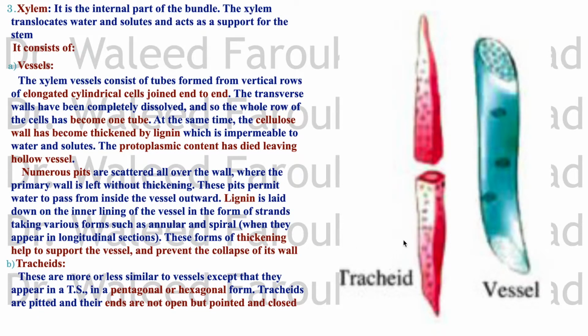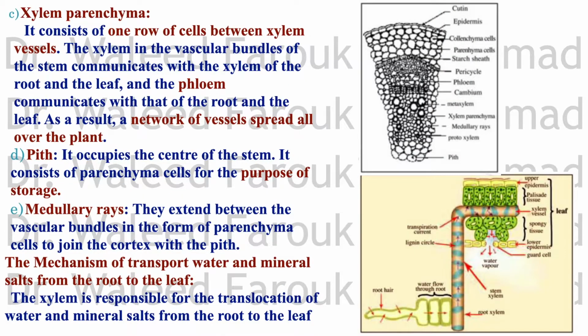Tracheids, on the other hand, are like vessels, but their cut section is pentagonal or hexagonal, and their ends are not open but pointed and closed, as you can see here. So the xylem is composed of vessels and tracheids.